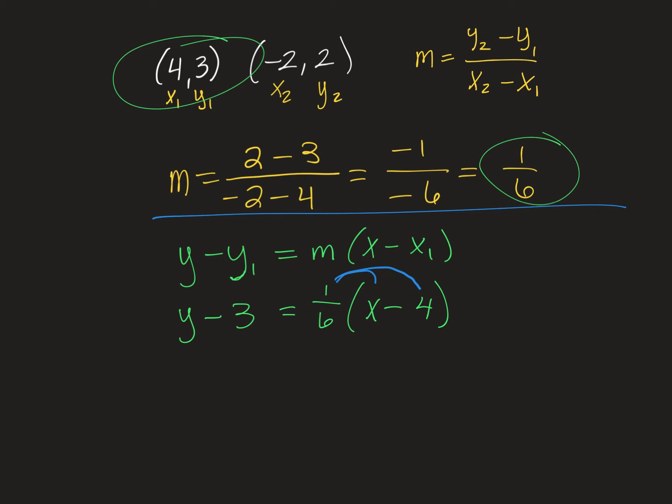So now we're going to distribute. So we have 1/6 times x minus 4 over 6, or 2/3. We have to do 2/3. I would prefer that you do. Which is my nice way of saying yes, you have to.